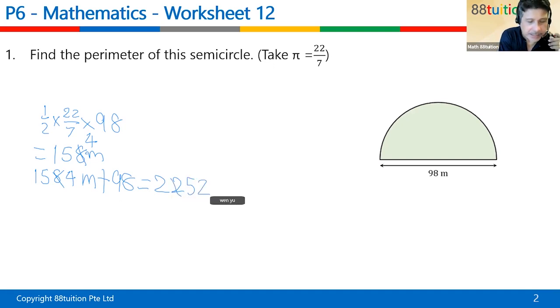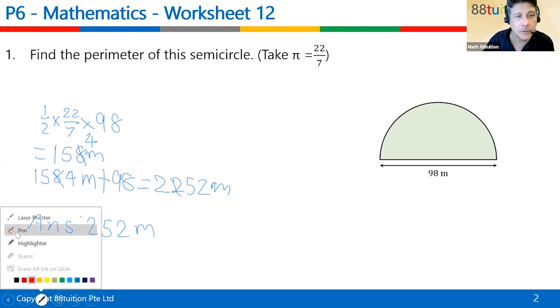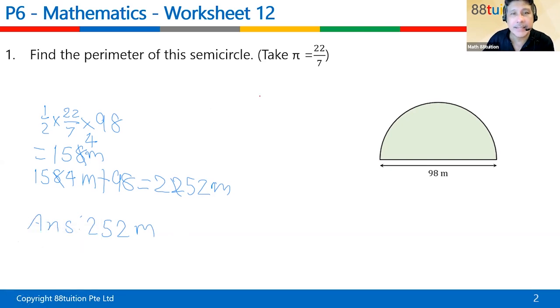Okay, let's see. Half times 22 over 7 times 98, and that equals 154. 154 plus 98 gets us 252. That is correct. But for the sake of those of you who may not have started on circles in your school, let's talk about the formula itself first.